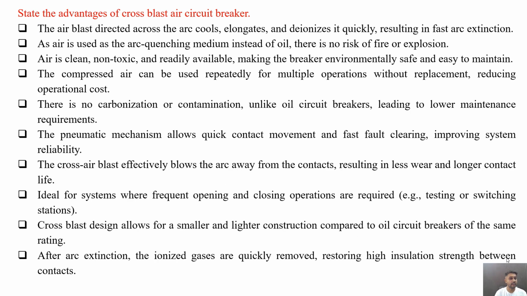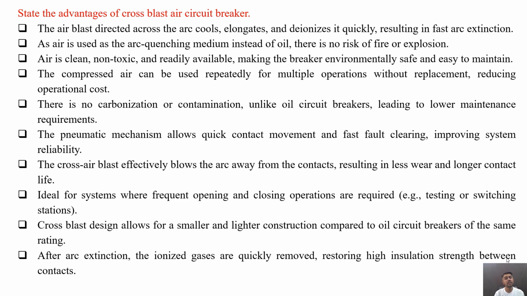State the advantages of cross blast air circuit breaker. So, the air blast directed across the arc cools, elongates and deionizes the arc, resulting in fast arc extinction. As the air is used as the arc quenching medium instead of oil, there is no risk of fire or explosion. Air is clean, non-toxic and readily available, making the breaker environmentally safe and easy to maintain.